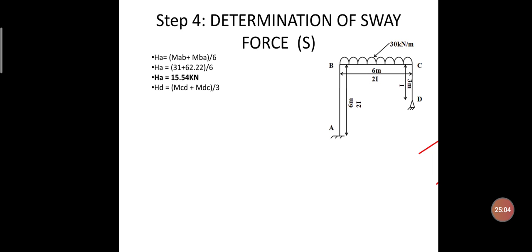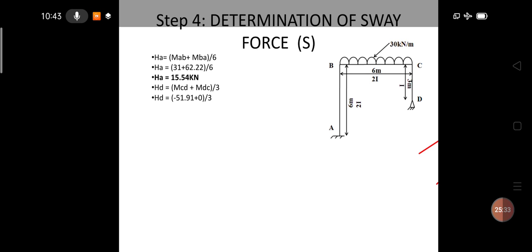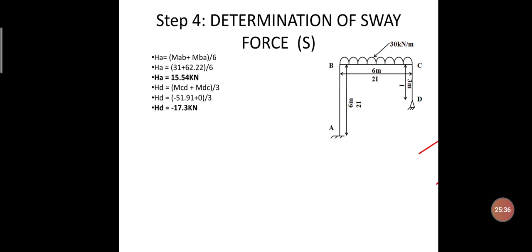Similarly, HD is nothing but the moment at CD plus DC divided by the overall span of CD, which is 3 meters. So MCD plus MDC divided by 3. MCD I have got as minus 51.91 by the non-sway analysis moment calculation using the moment distribution table, and MDC I have got as 0. So minus 51.91 divided by 3, which is equal to 17.3 kilonewton with a negative variation. So these are all the sway forces which I have determined by using the non-sway moments.